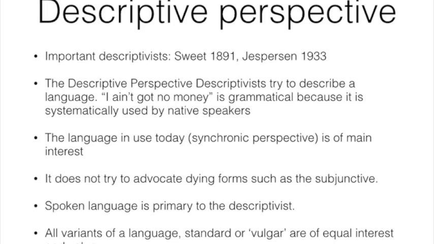So, important descriptivists, the main figures in this school, are Sweet and Jespersen. Now, what do they say? Descriptivists try to describe a language. So they take language, whatever it is, and then they describe it. "Got money." It's grammatical because it is systematically used by native speakers. It is used by native speakers.